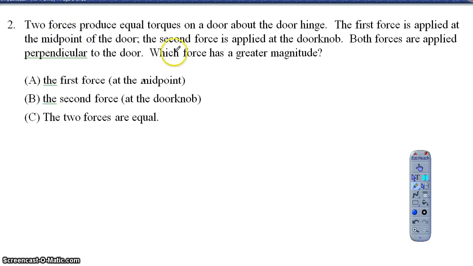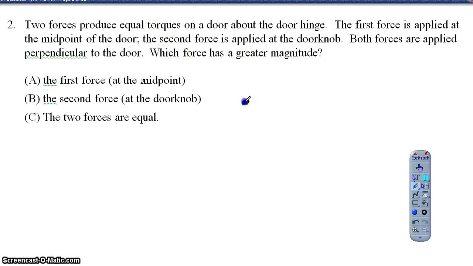Question 2 says two forces produce equal torques on a door about the door hinge. The first force is applied at the midpoint of the door, the second force is applied at the door knob. Both forces are applied perpendicularly, so we know we're getting the full force since they're applied perpendicularly. Which force has a greater magnitude? Okay, so it tells us that they have equal torques, and that's the key to this relationship.